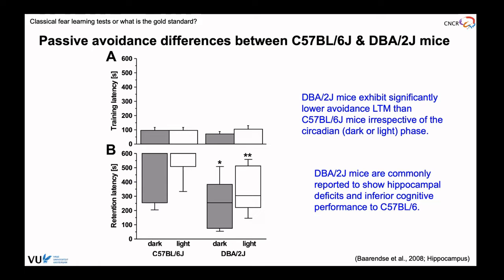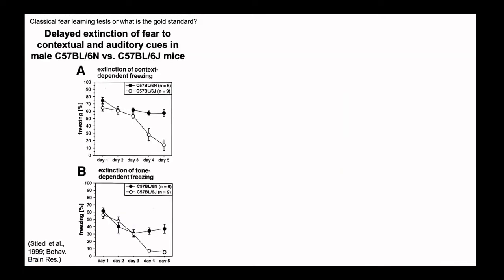But I have later picked up on some experiments where I can clearly show it's not a DBA impairment per se, and I will show you data on this as well. We then looked at extinction, and we found that the C57BL/6N mice do not extinguish freezing to the conditioning context and to the tone, whereas the 6J do.